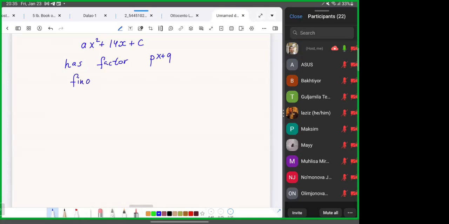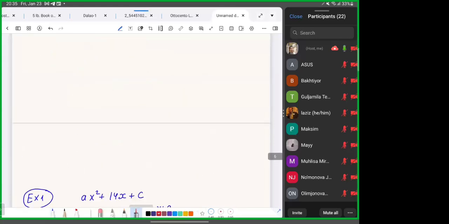Find grid's possible value. Example 1: find the grid's possible value of AC. We need to find the grid's possible value.